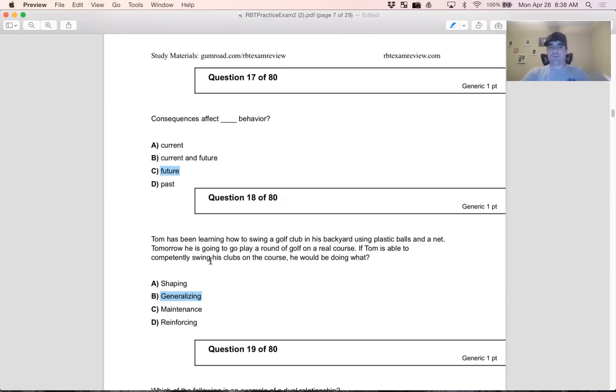And then reinforcing, no, because it might be super punishing to Tom to go play golf for real. Okay, we're not really sure, right? So the best answer here is generalizing, going from a trained environment to an untrained environment.